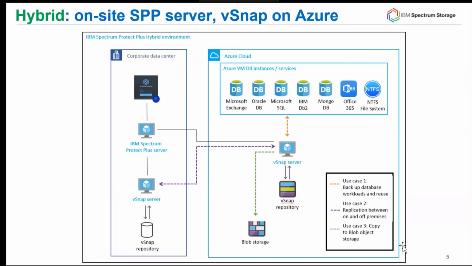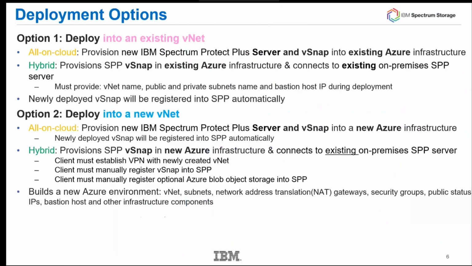A hybrid deployment on the other side means that you have a corporate data center, you have a SPP server, and you have probably a vSnap server too on premises, and you have a vSnap server which you spin in Azure, a few databases in Azure, and now you can take a backup of these databases into your vSnap. And also these two vSnaps can be replicated between on and off premises.